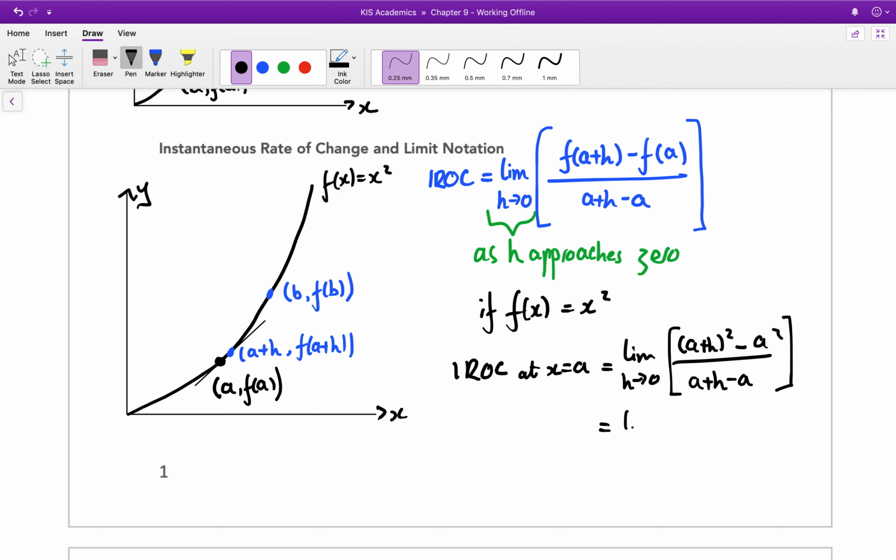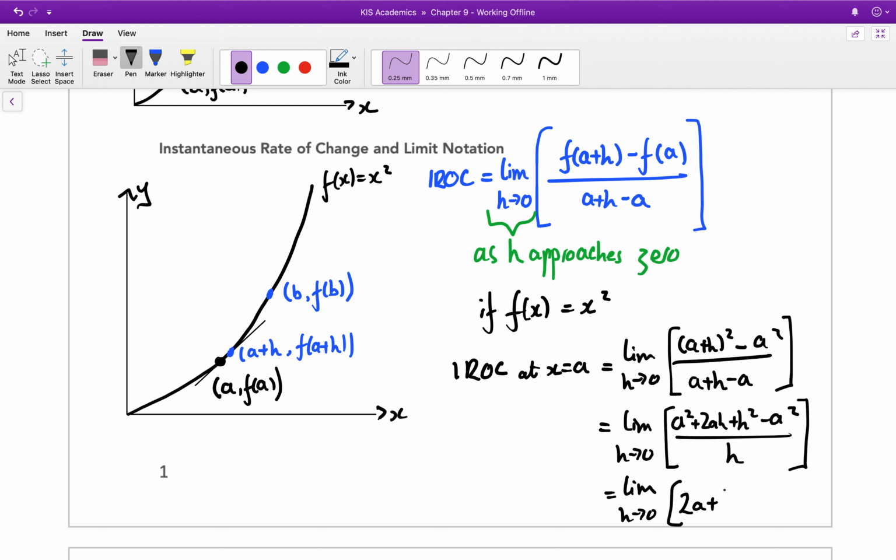And then we can simplify the numerator. So this is the limit as h approaches 0. A plus h squared minus a squared gives us a squared plus 2ah plus h squared minus a squared, everything divided by h. And then this simplifies to the limit as h approaches 0. A squared minus a squared gives us 0, and then we can cancel out h as a common factor, giving us 2a plus h.